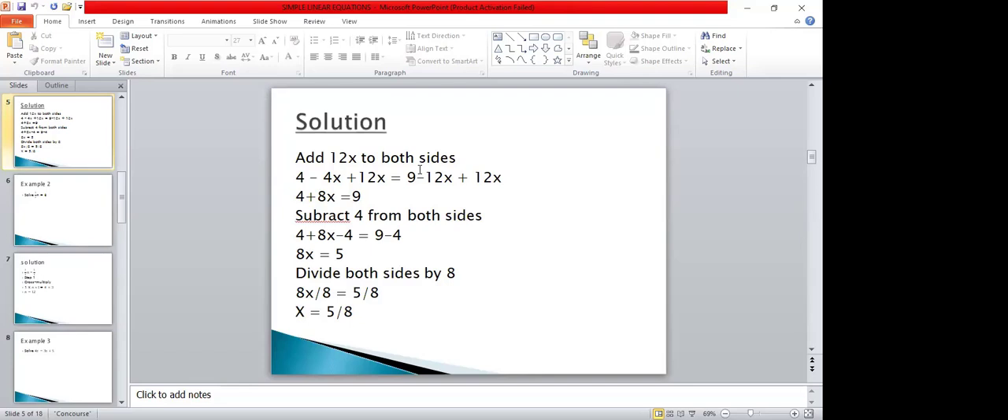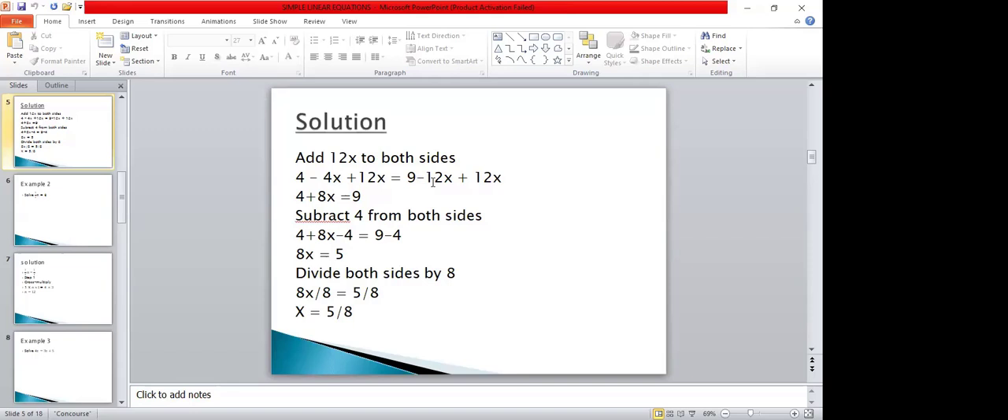Add 12x to both sides. Now, the reason why we are adding 12x to both sides is because, look at it. I want to remove this minus 12x away from here. If I should add, the opposite of minus 12 is plus 12, isn't it? Yes, sir. Good. So what I will do is add plus 12x so that the minus 12x can be eliminated. So that's what I do here.